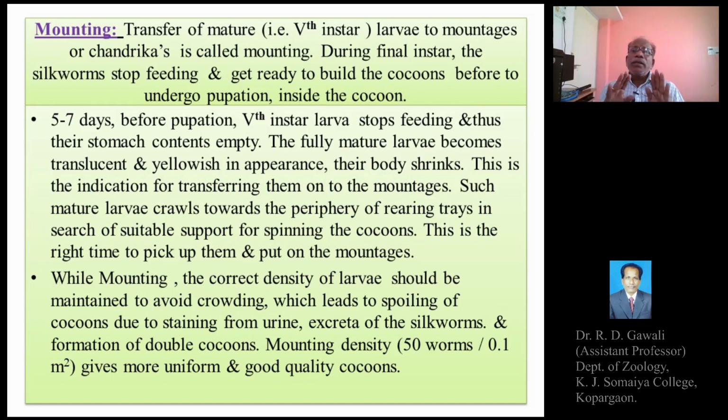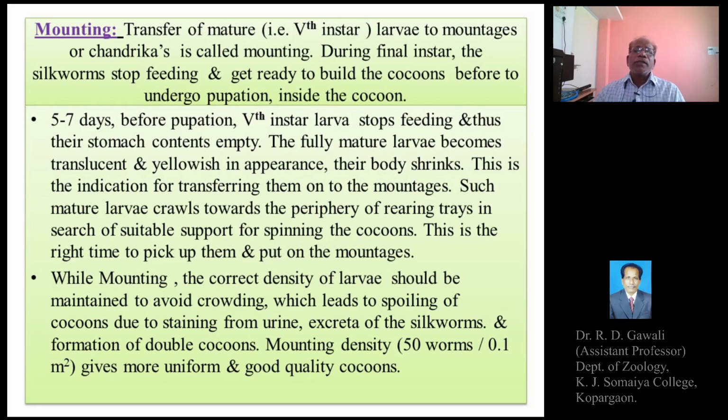Mounting is thus simply the transfer of mature or fifth instar larvae from the feeding trays or the floor bed onto the mountage so as to allow them to spin the cocoon around their body. The cocoon is the product of sericulture, but as a part of its life cycle the larva gets transferred into the next phase of its life cycle, that is the pupa, so as to continue its life cycle, which is the natural part of the life cycle of the silkworms of Bombyx mori, the silk moths.